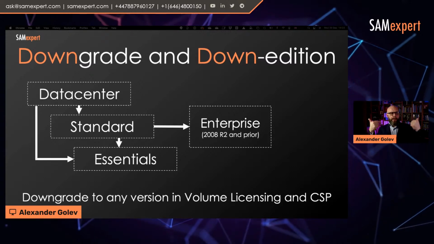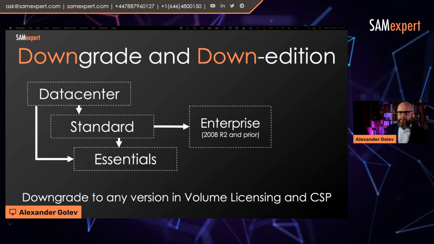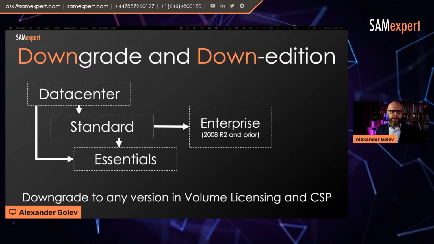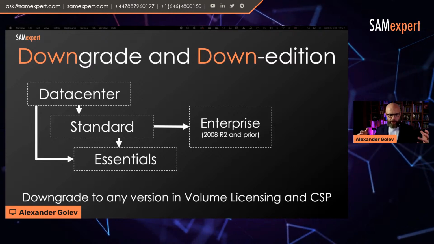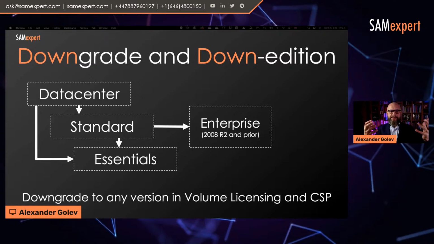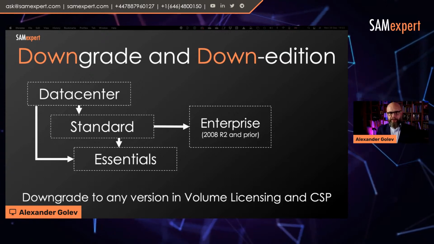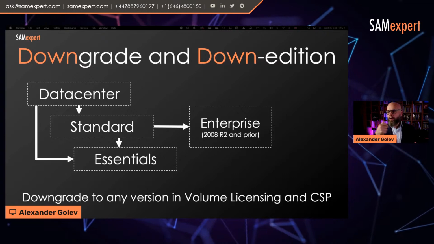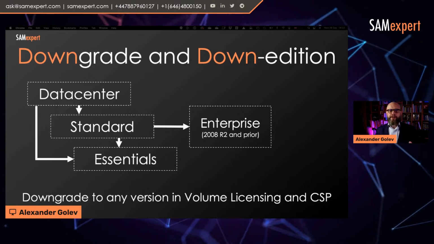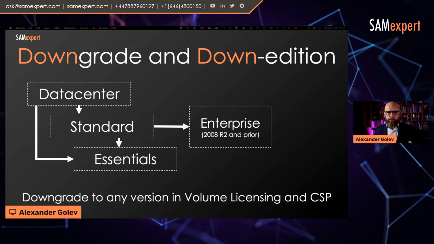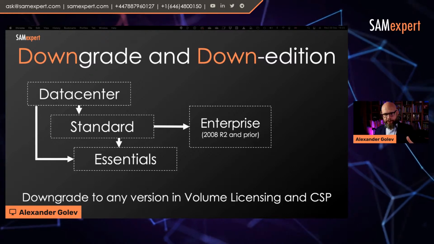I made this mistake right now. Datacenter may be down edition to any version. What does it mean? It means that you assign the license of Windows Server Datacenter, you license the box properly for Datacenter, but instead you install Enterprise 2008. That's perfectly fine. That's what's called down edition rights.